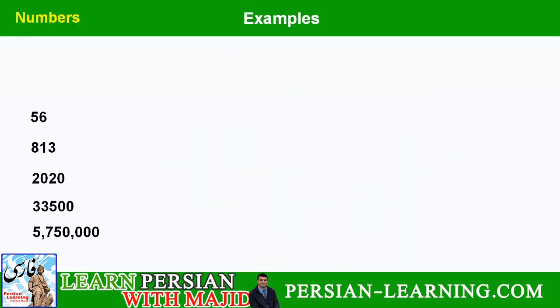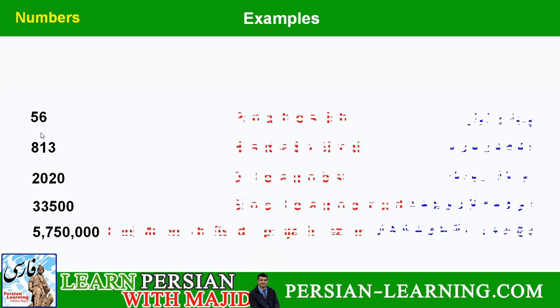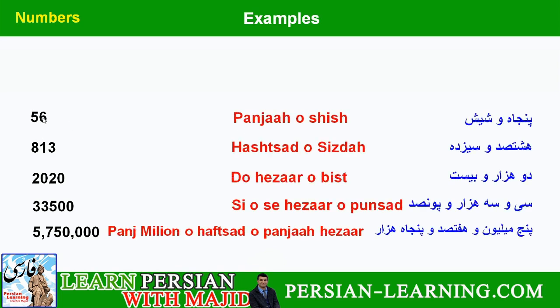Let's have some examples of how to read these numbers in Persian. So we have 56. What is 50? It is panja. Then you have 6. In between you must have and, which is o in Persian. So we say panjaho shish.